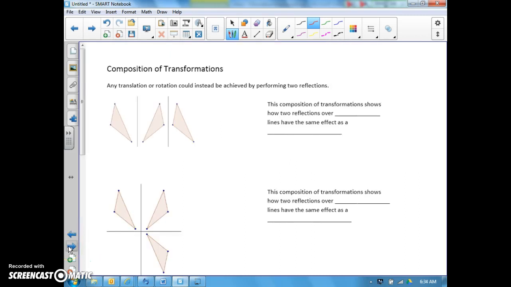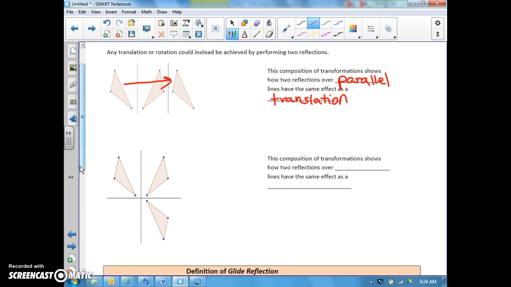Now let's talk about composition of transformations. Any translation or rotation could instead be achieved by performing two reflections. So, for example, if I were to reflect a shape twice over parallel lines, that has the same effect, if you look, as a translation. And furthermore, if I have a composition of transformations that reflect over two perpendicular lines, that has the same effect as a rotation. Because if I look at this point here, he ends up over here, he rotates 180 degrees.